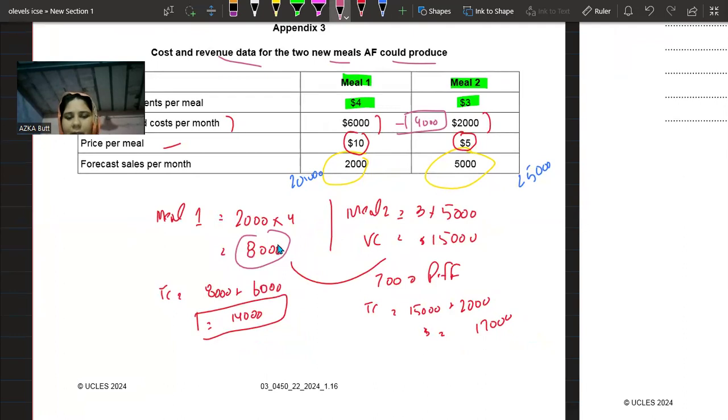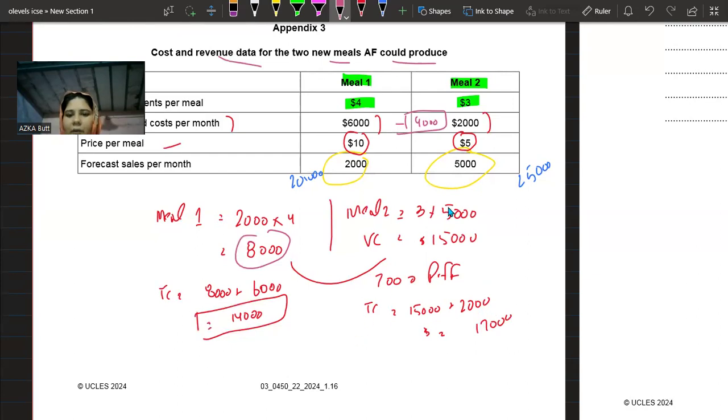And total cost for meal one: 8,000 is its variable cost, and 6,000 is its fixed cost. So altogether, its total cost is 14,000. And for meal two, its total cost is 17,000. Because 15,000 is basically its variable cost, and 2,000 is its fixed cost. So altogether, its total cost would be 17,000.